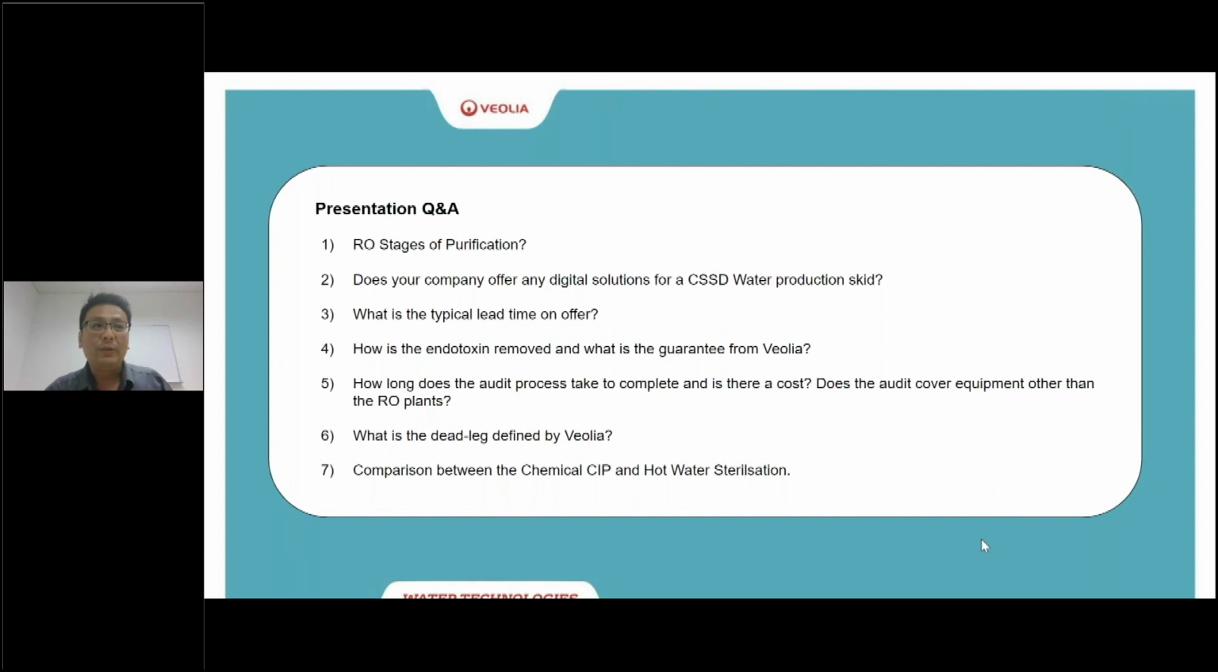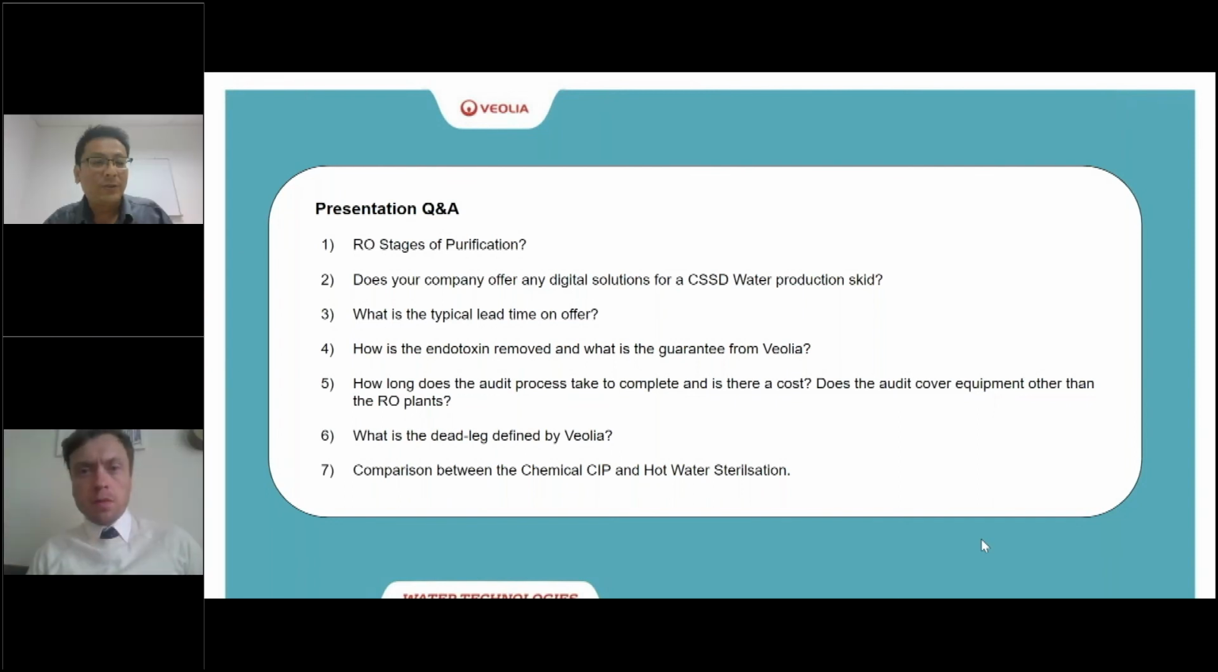This is why during the engineering design stage, we try to minimize the dead leg as much as possible, to control it to less than 3D. Some customers would like to have 1.5D to achieve better sanitization results. I guess I answered questions 6 and 7 well. If you have any questions, you can still post them on our chat room here.